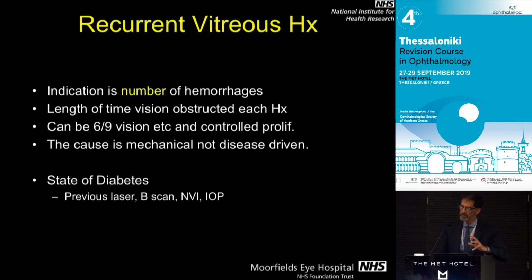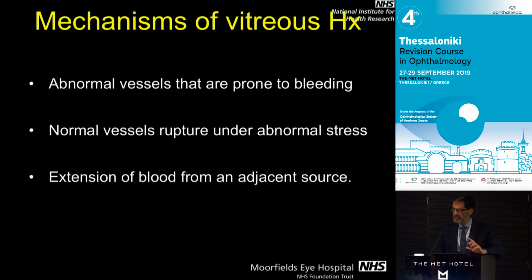You should always make some assessment of the activity of the vessels before you do more laser, and you need to think whether this might be tractional, in which case laser is not the solution but surgery is. In these cases, we'll sometimes do vitrectomy even if the blood has cleared, based on the recurrent vitreous hemorrhage. So that's the first one, abnormal vessels that are prone to bleeding.